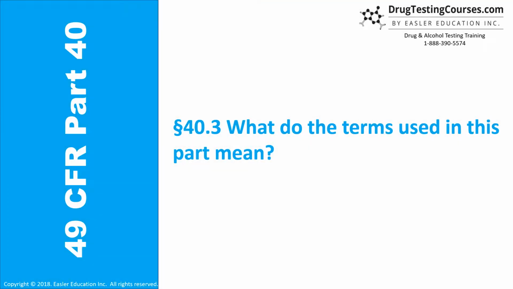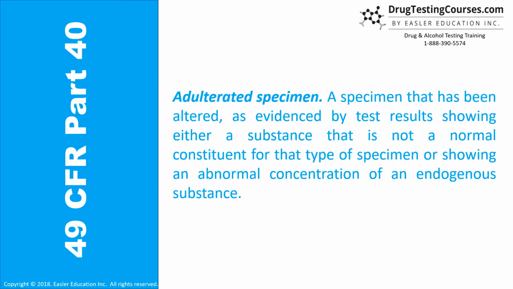40.3. What do the terms used in this part mean? Adulterated specimen. A specimen that has been altered as evidenced by test results, showing either a substance that is not a normal constituent for that type of specimen or showing an abnormal concentration of an endogenous substance.